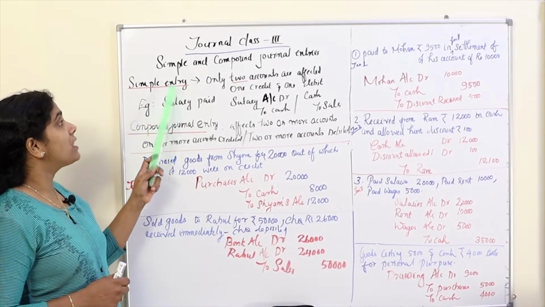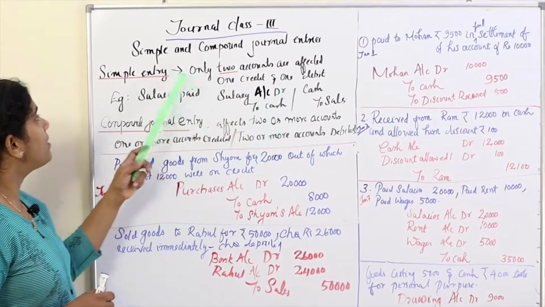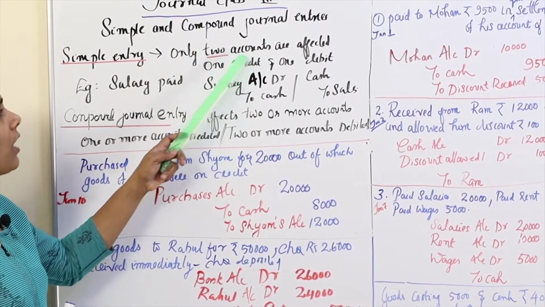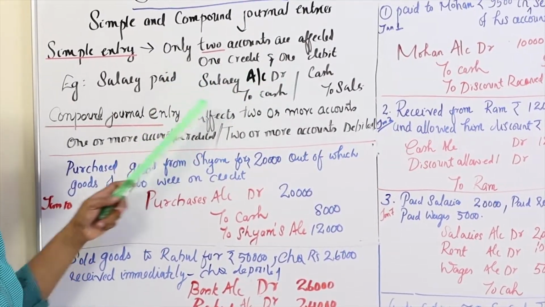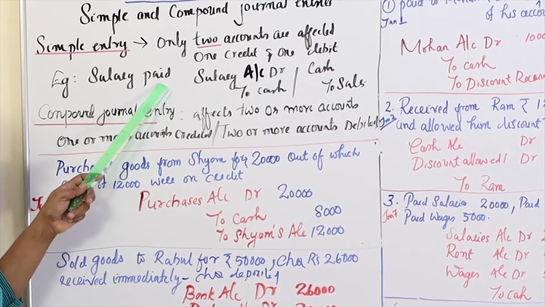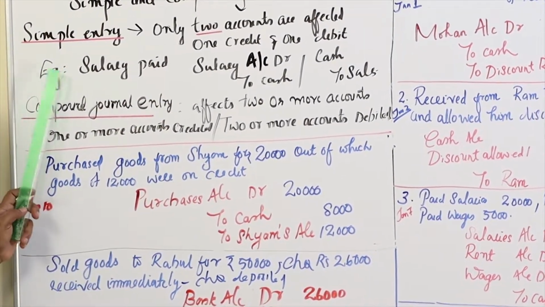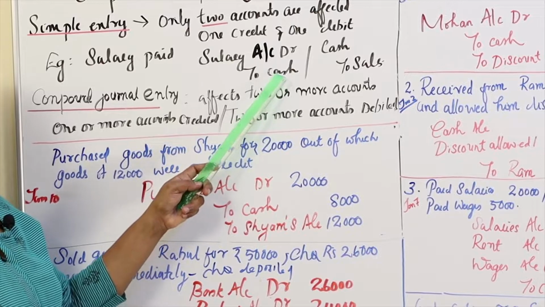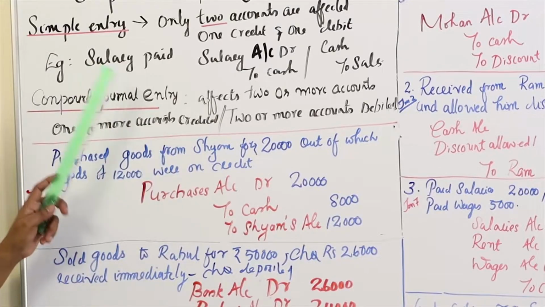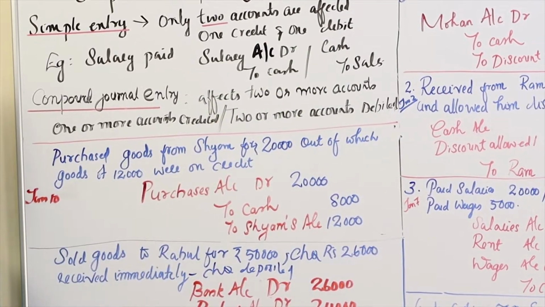A simple entry means entries which are affecting only two accounts, one debit and one credit. Example, salary paid. Salary paid means cash is going out, so you have to credit cash. So salary account debit to cash. Then cash sales. Cash is coming into the business, so cash must be debited and sales credited. So cash account to sales.